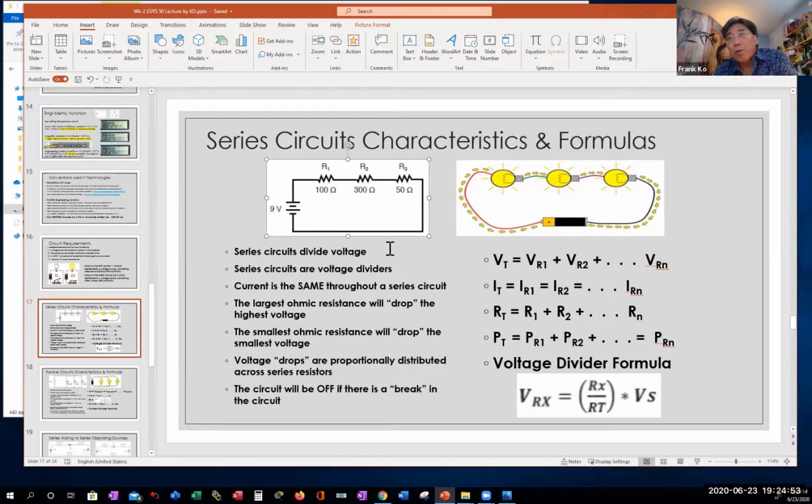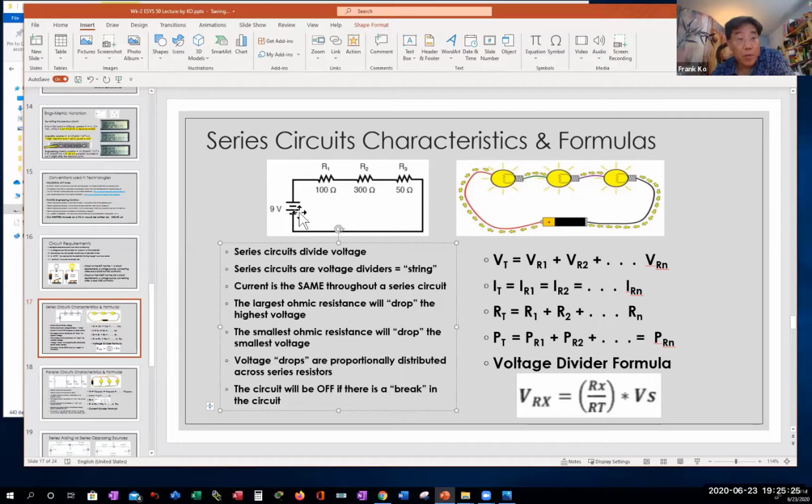Next, let's go through the bullet points. Series circuits divide something. What do series circuits divide? Voltage, that's what it says, yeah? Series circuits have a nickname. They're known as what type of dividers? Voltage dividers. We add in here string. Series circuits are also known as a string.